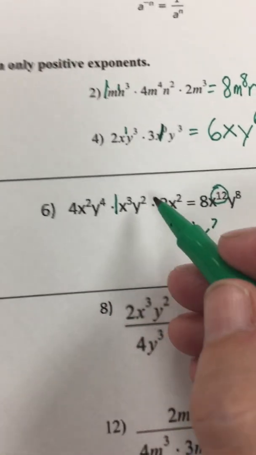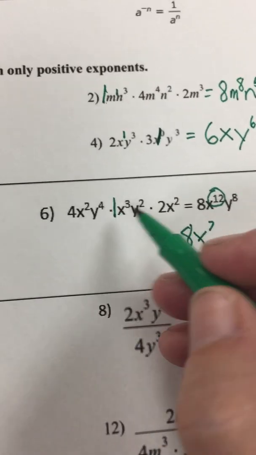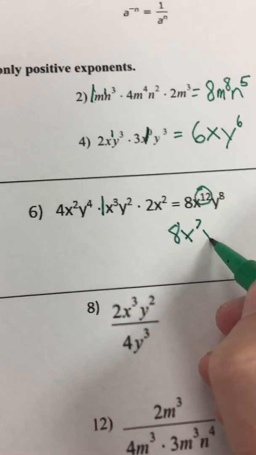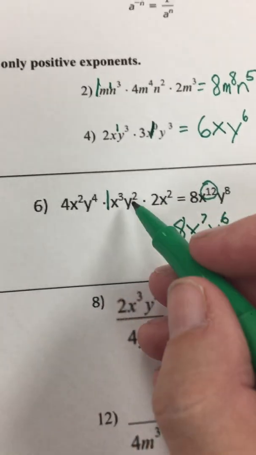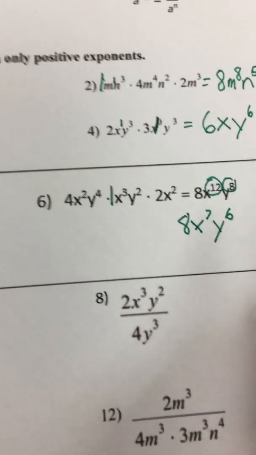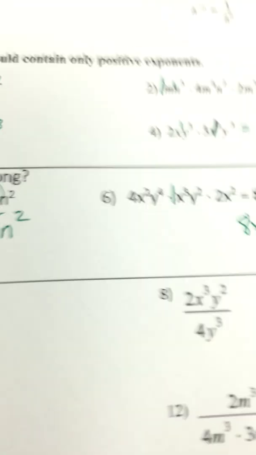Y to the 4th times y squared. Add the exponents. The bases are the same. That's y to the 6th. There we go. And they did that wrong. They multiplied those again. 4 times 2 to get 8, so they did that wrong. So there was the correct answer on that one.